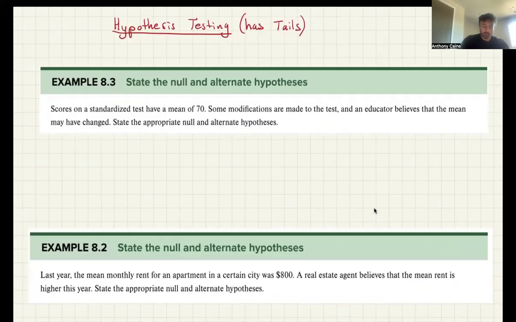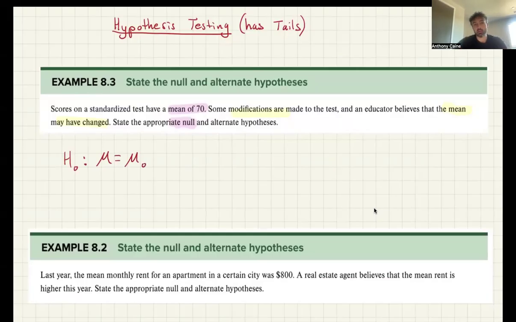So for example, scores on a standardized test have a mean of 70. Some modifications are made, and an educator believes that the mean may have changed. State the appropriate null and alternate hypothesis. If I was to color code this a little bit better, I would say the null hypothesis corresponds to the old data. So the null hypothesis, which we're going to denote with an H subscript 0, is that the mean has not changed. So there's some new mean, which we don't know, and we're saying it's equal to the old mean.